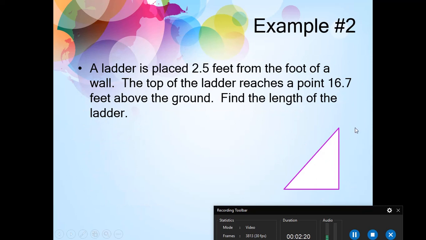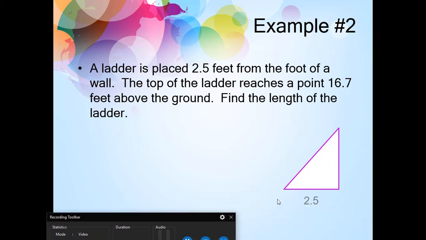In example number 2, we have a ladder that's placed 2.5 feet from the foot of a wall. Remember, the ladder can't be flat against the wall or it'll fall back and you'll crack your nugget. The top of the ladder reaches a point 16.7 feet above the ground. Find the length of the ladder. So let's draw our diagram and label it. So the base is 2.5 feet from the wall, and the ladder will reach a point that is 16.7 feet above the ground. So the length of the ladder is the hypotenuse, x.